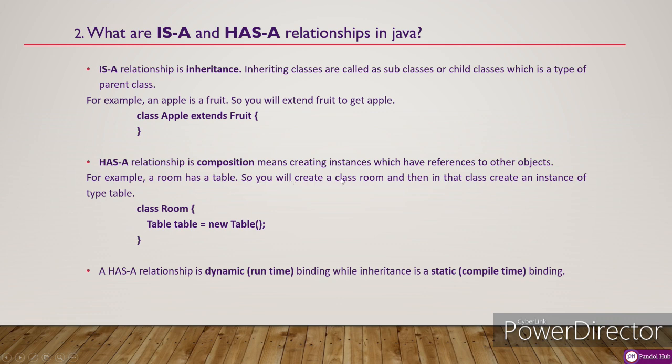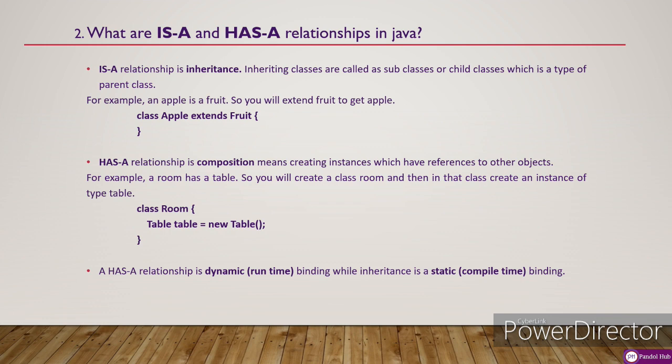So you create a classroom and then in that class create an instance of type table. In this case, it depicts that you have an instance of the table inside the class. Okay, so the has-a relationship comes into the picture, because the class cannot exist without that instance inside it.